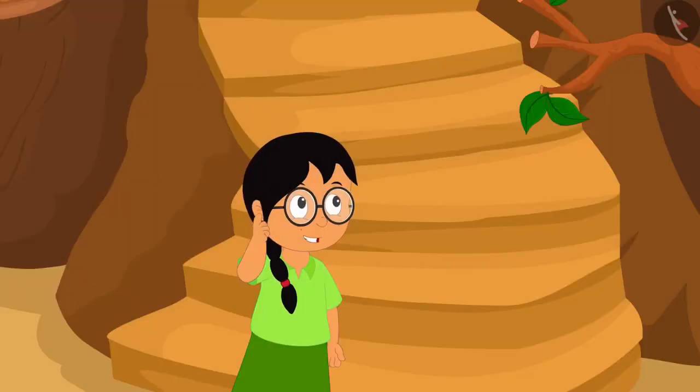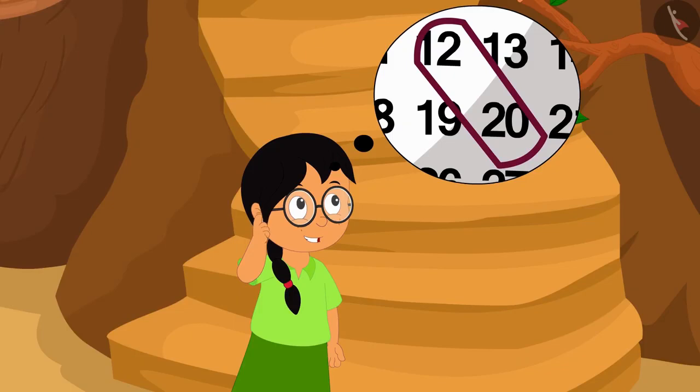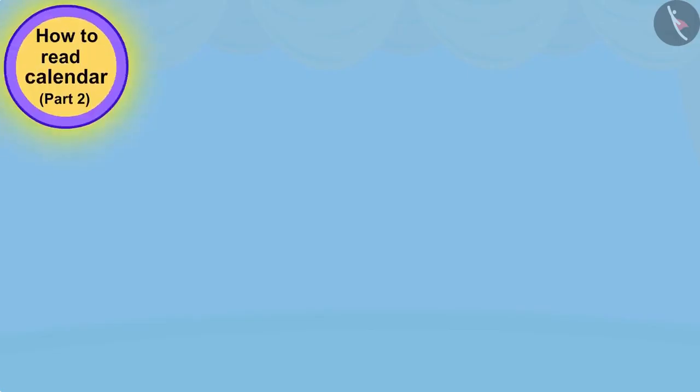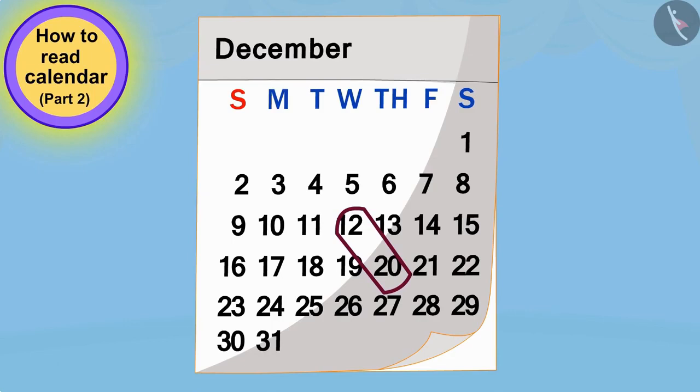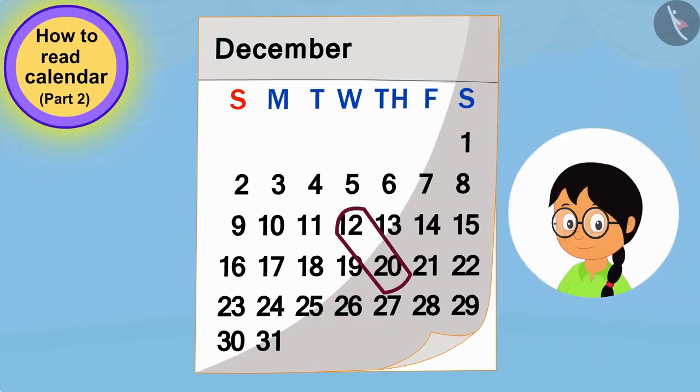Meenu started wondering if there is a pattern in these two numbers too. Children, can you tell what the difference between 20 and 12 will be? Exactly, 8. Now, Meenu saw these next two pair of numbers.